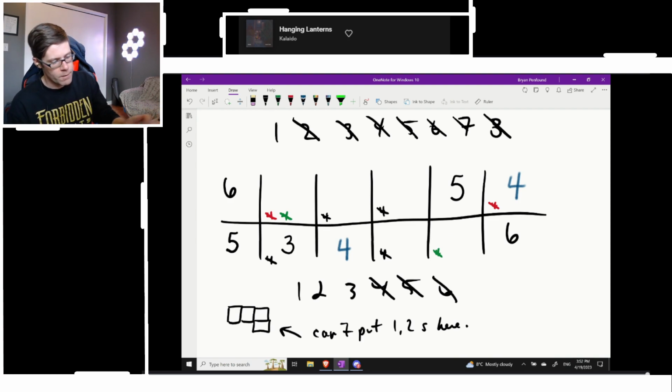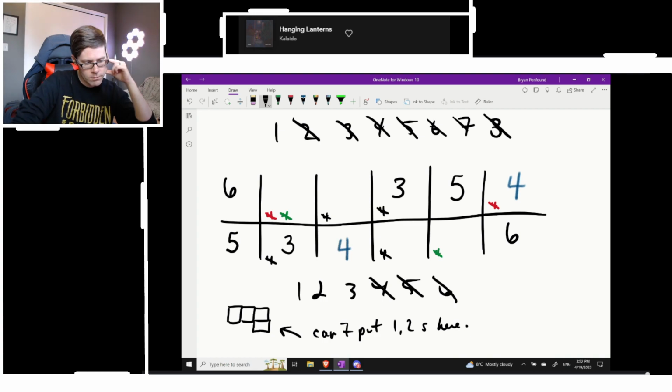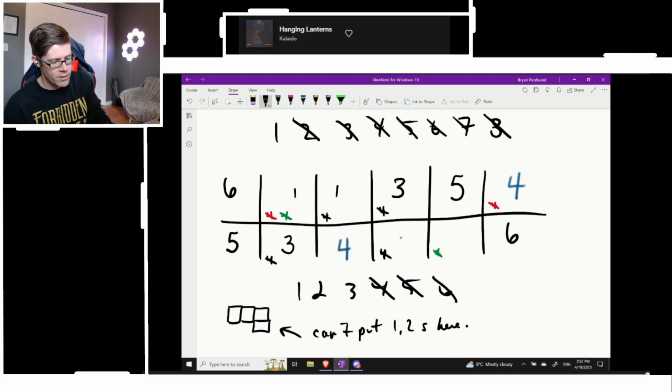So the 3 can't go there. So it would have to go 1, 2, it'd have to be here. So now we have kind of chopped up spots. So the 1s would have to be beside each other, right? The 1s would either have to be here or here. And again, that's going to ruin the Manhattan distance for our 2s. So the 3 can't go here.